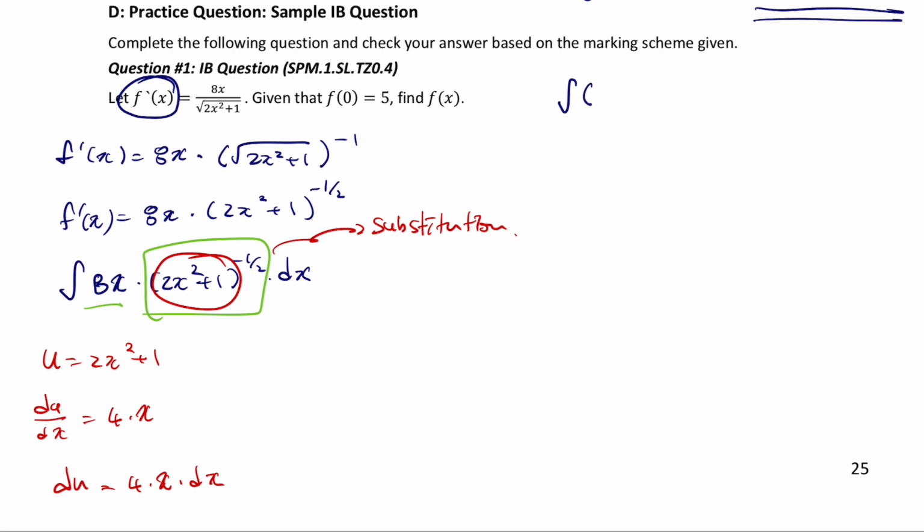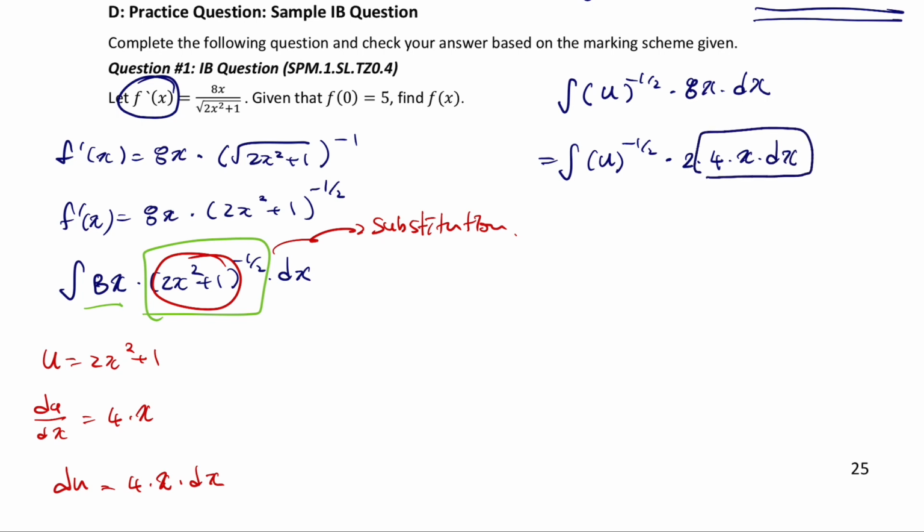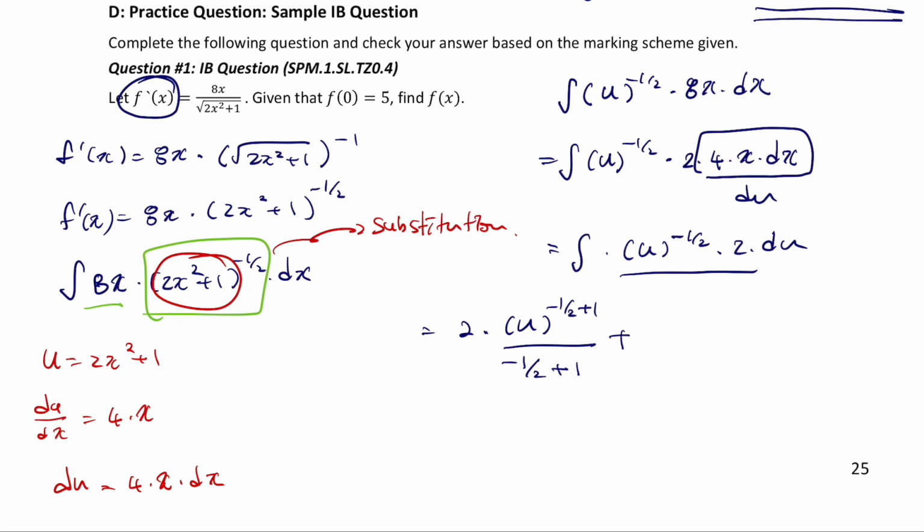Then we can say the integral of u to the power of negative 1 over 2 times 8x times dx, since 2x squared plus 1 is u. This is the same as u to the power of negative 1 over 2 times 2 times 4 times x times dx. So 4x times dx can be replaced with du, right? Then we get the integral of u to the power of negative 1 over 2 times 2 times du. So when we integrate this function, this becomes 2 times u to the power of negative 1 over 2 plus 1, over negative 1 over 2 plus 1, plus c.